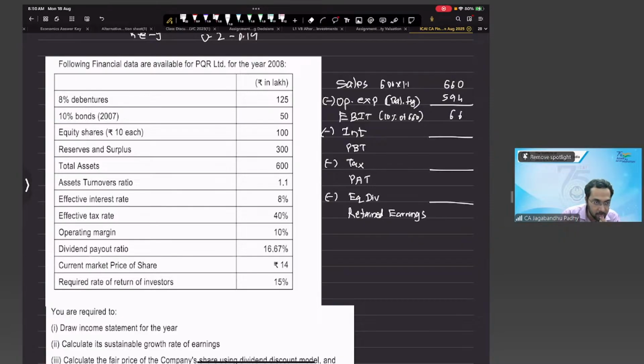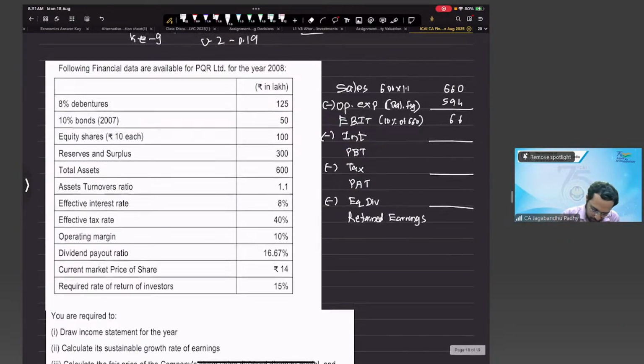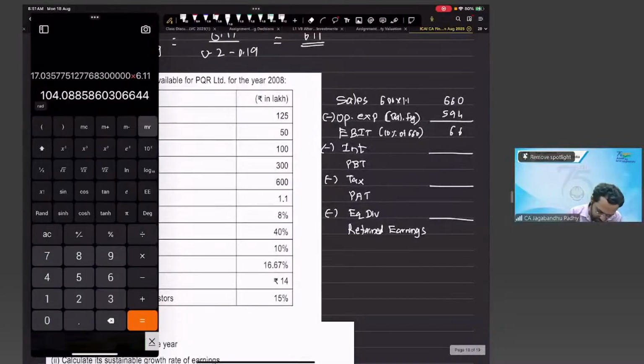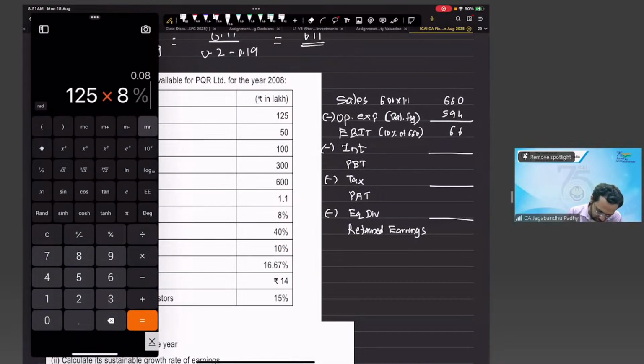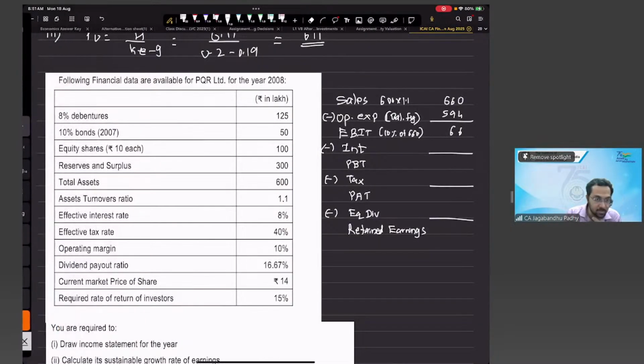Interest is 15. 125 into 10%, and 50 into 8%, sorry, 125 into 8% is 10, plus 10% of 50 is 5. Total is 15.